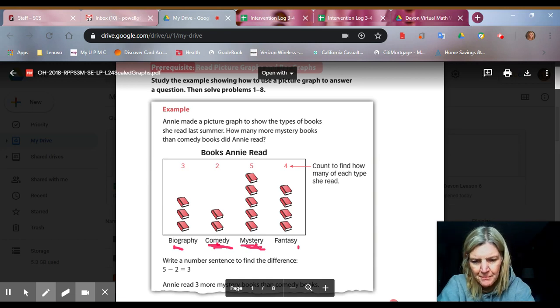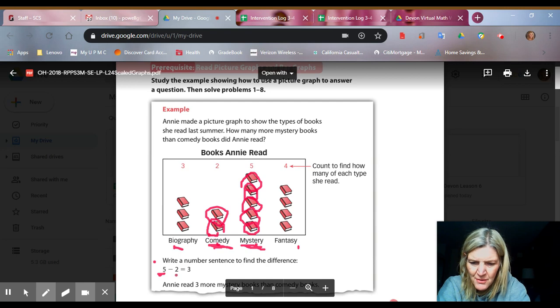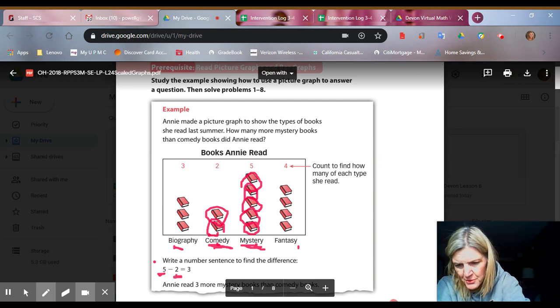Well, let's see. Let's write a number sentence to find the difference. Mysteries. She read 1, 2, 3, 4, 5 mysteries, which she read the number 5 here. And how many comedies? 1, 2 comedies. So you subtract 2 comedies from that. And the difference is 3. 5 take away 2 is 3.